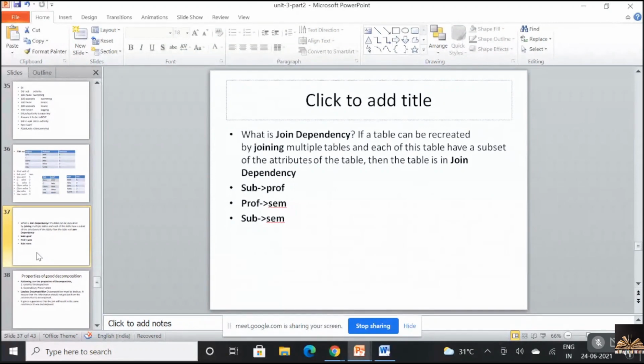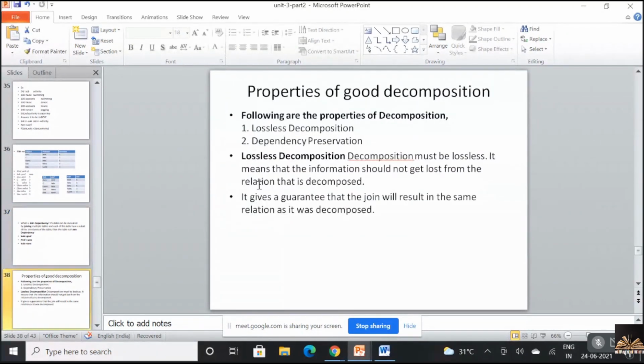Okay, so I've discussed what is join dependency, an example on that. What is 5NF, an example on that. Now, what are the properties of a good decomposition? Following are the properties of a good decomposition. The first one is lossless decomposition. That is what I told you when I was talking about your 5NF. And the second one is dependency preservation.